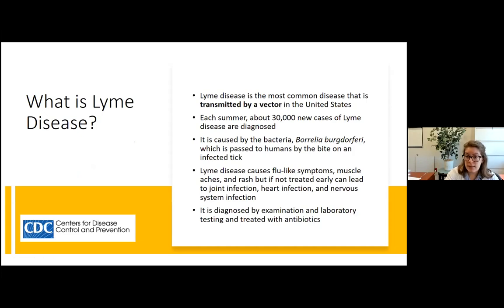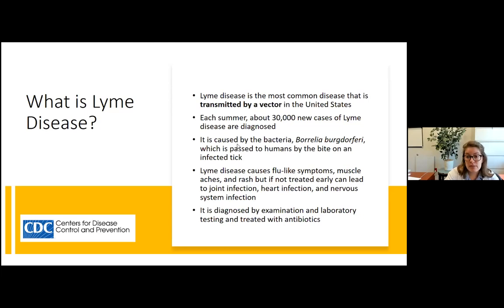So what is Lyme disease? I'm sure a lot of you out there are aware of the entity of Lyme disease, especially considering where we are right now. But it actually is the most common disease that's transmitted by a vector. And what this means is that the bacteria that causes Lyme disease is transmitted by another organism. And in this case, it is the tick, which we'll get into a little bit later. And each summer, about 30,000 new cases of Lyme disease are diagnosed, and annually, it's about 300,000 cases of Lyme disease.